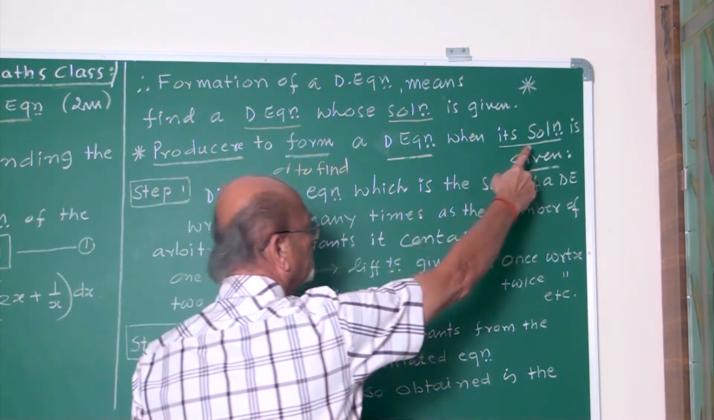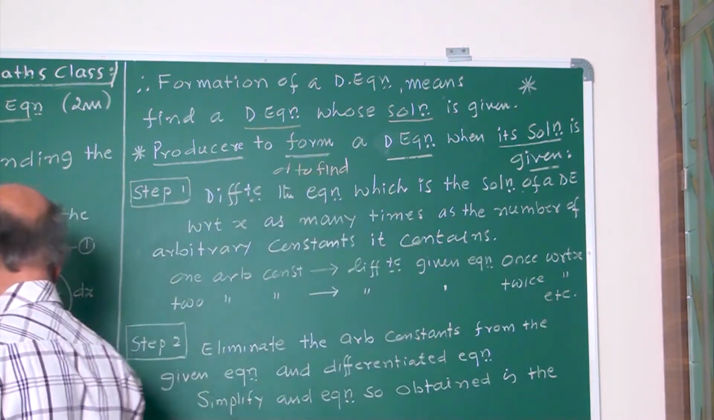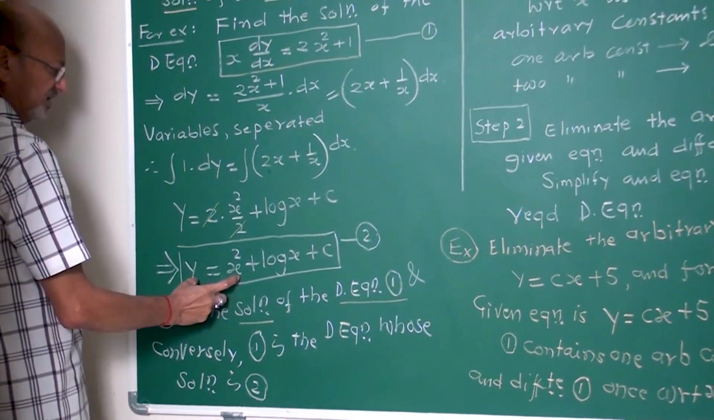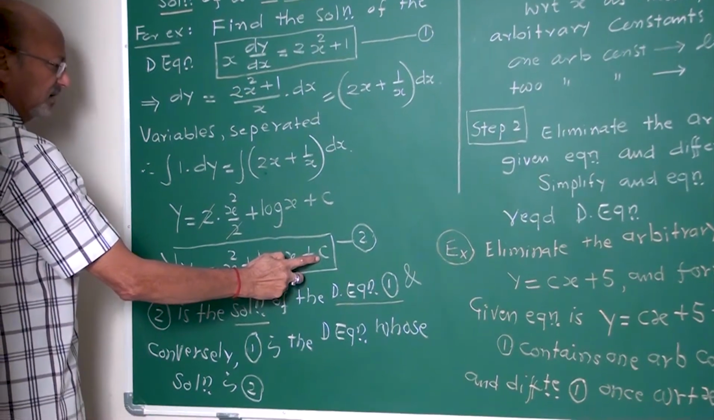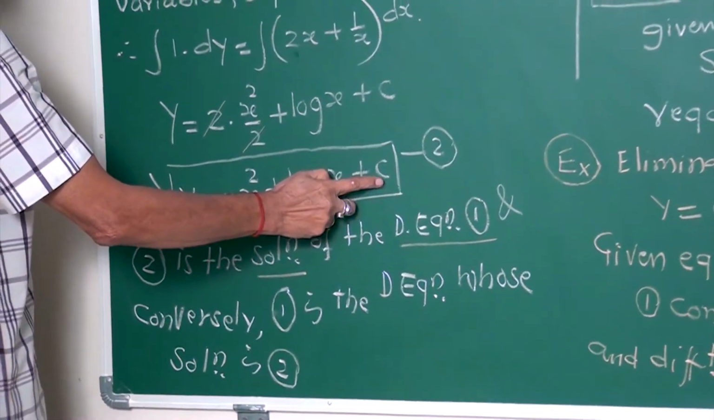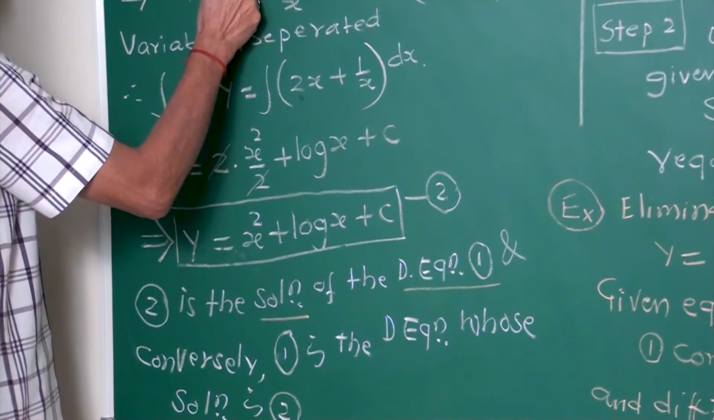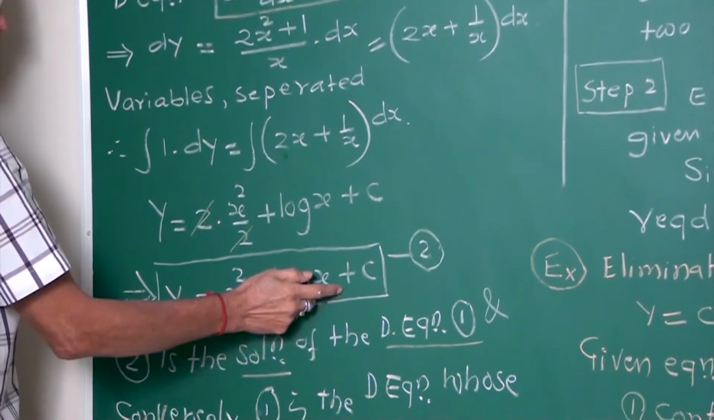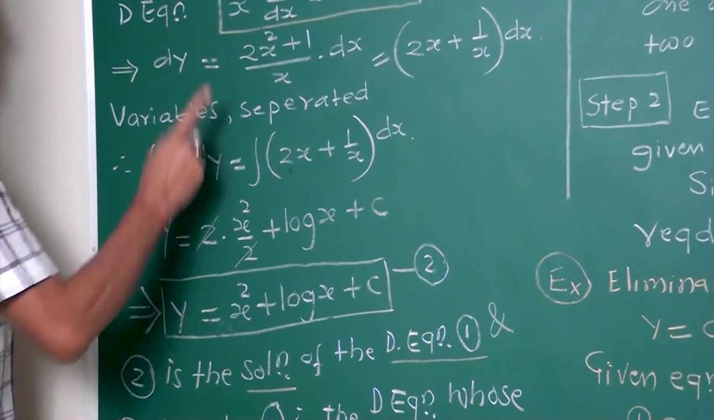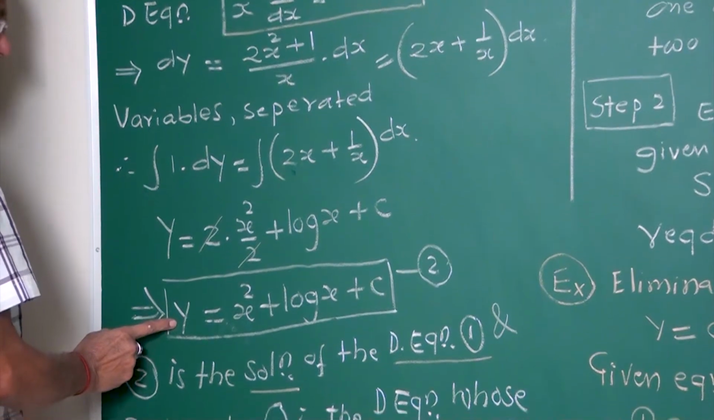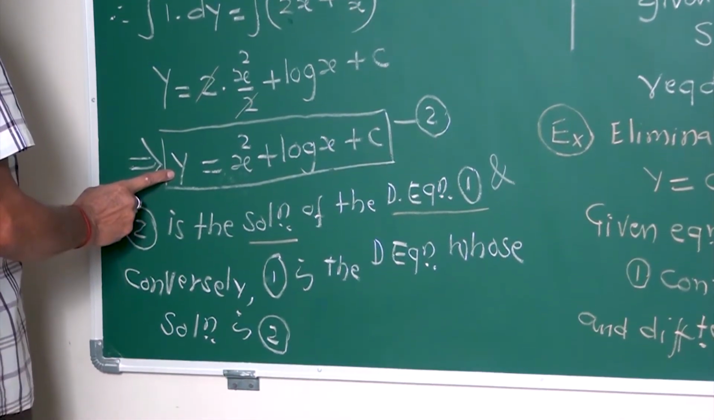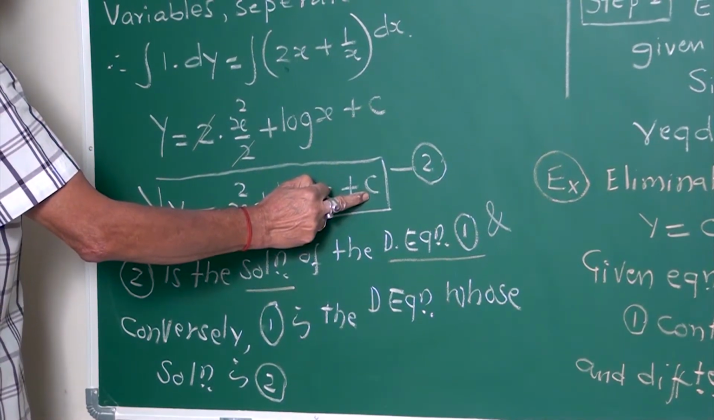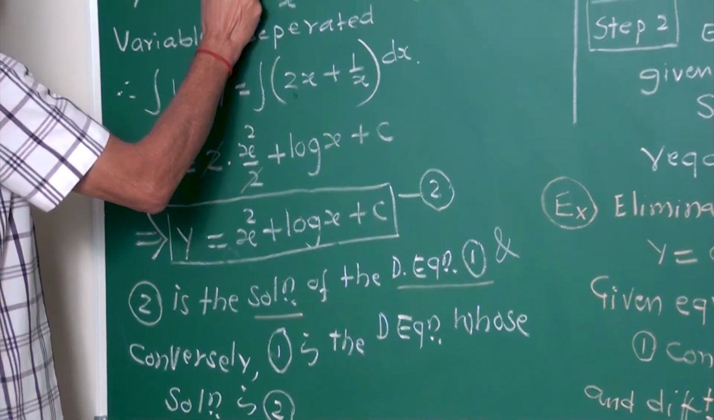The solution is given. That solution is an equation which contains x and y and arbitrary constants. The number of arbitrary constants is the same as the order of the differential equation. Then only it is called the general solution. Therefore, the solution of a differential equation, which is normally given free from dy by dx in terms of x and y, contains a number of arbitrary constants equal to the order of the derivative.